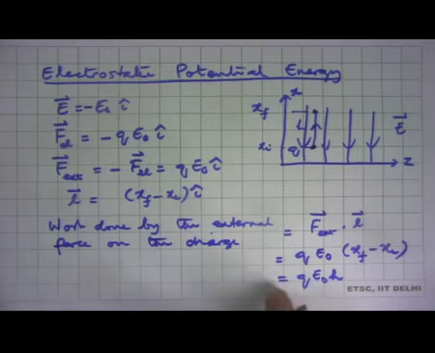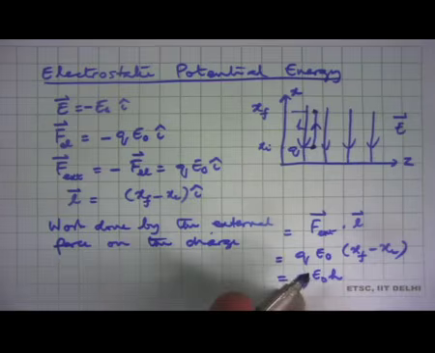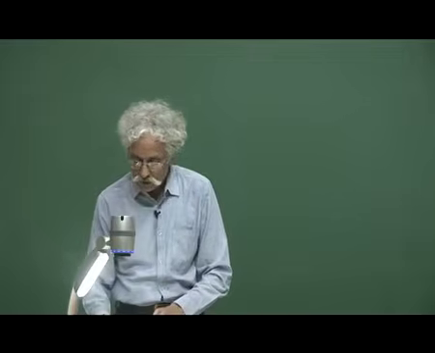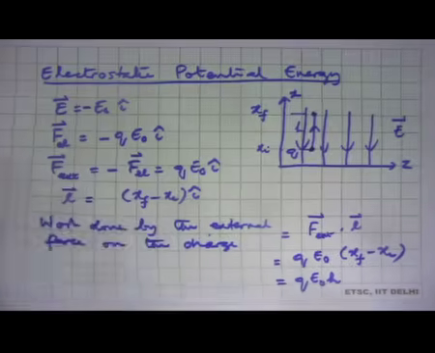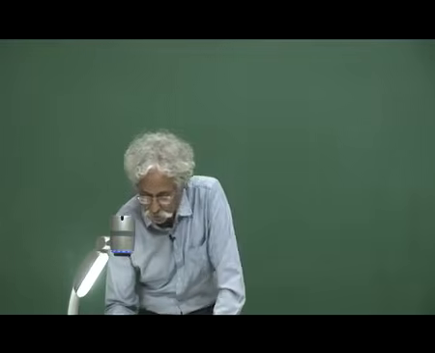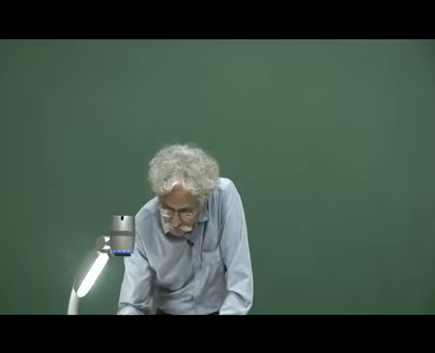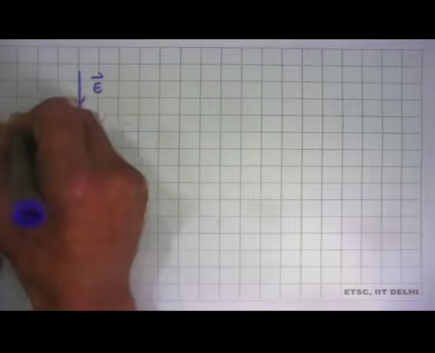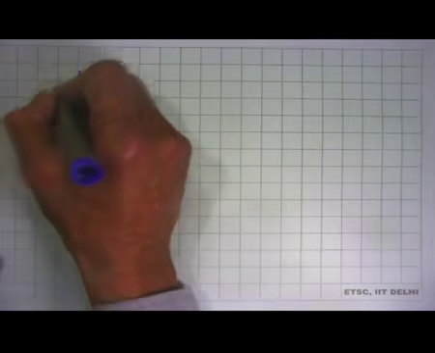Please note that this is the work done by the external force on the charge. So, this equation is true for all kinds of charges. So, let me try to draw a figure here which shows what happens with various charges. So, I have the electric field pointing down. Suppose my charge was positive and I move from here to here.